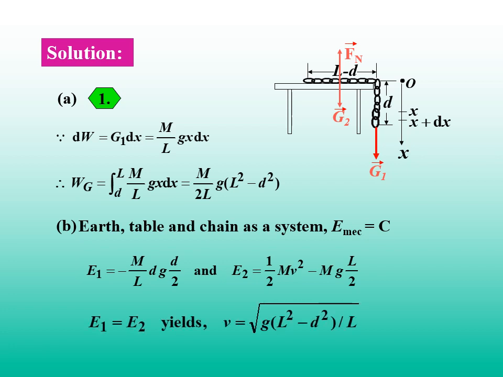As the chain leaves the table, the mechanical energy E2 equals 1/2 mv squared minus mg times 1/2 L. Because E1 equals E2, we solve this equation. We have velocity v equals the square root of g times (L squared minus d squared) divided by L.